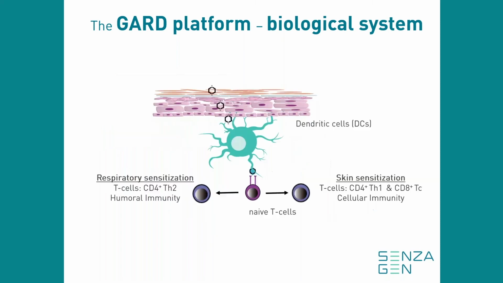So based on this, we believe that dendritic cells are a very good model, also capable of reflecting the endpoint of respiratory sensitization, because dendritic cells are the cells responsible for driving the polarization of T cells into either a T helper 1 response that is responsible for skin sensitization, or a T helper 2 response that is associated with the development of respiratory sensitization. So this actually forms a very good basis for the development of a system that is capable of discriminating between skin and respiratory sensitization.